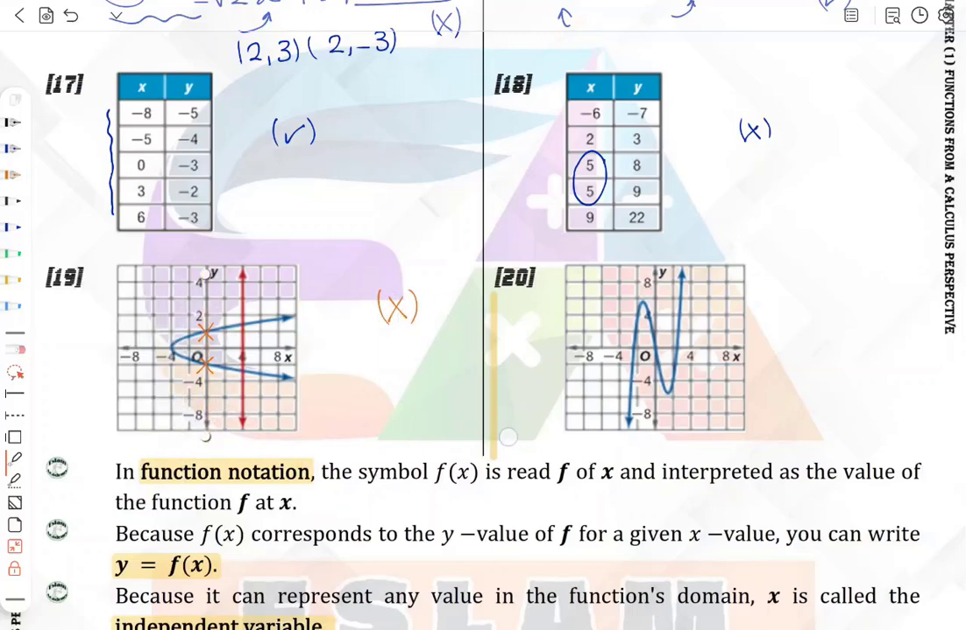But in question number 20, you will find that the line is intersecting the graph at exactly one point. Then we can say that this relation is a function.